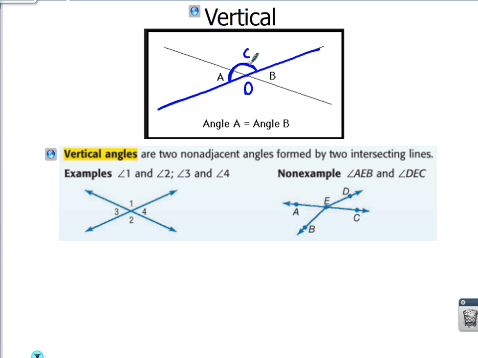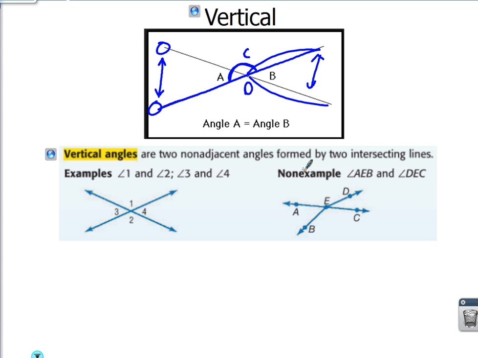Think of it like this. If you had a pair of scissors, and you've got the blades over here. As you open one side of the scissors farther and farther apart, there's an opposite side doing the exact same thing. And those parts of the scissors do form what's called vertical angles.